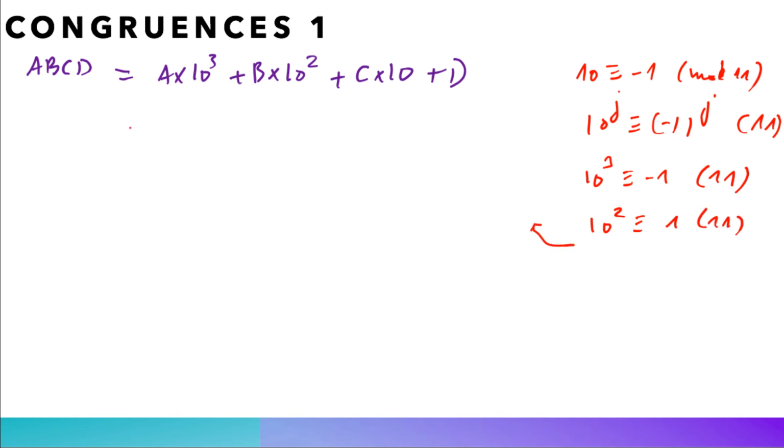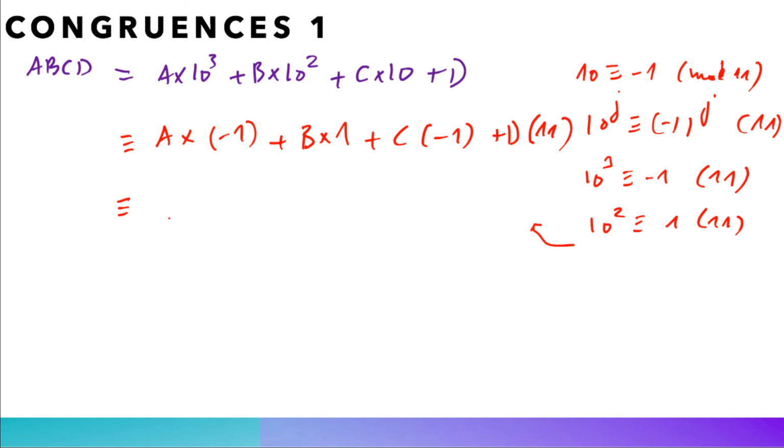And from here, we get that abcd is congruent to a times minus 1, because 10 cubed is minus 1 modulo 11, plus b times 1 because 10 squared is 1 modulo 11, plus c times minus 1 because 10 is minus 1 modulo 11, plus d modulo 11. Now if we rearrange this, one gets that this is congruent to d minus c plus b minus a modulo 11, which is the desired result.